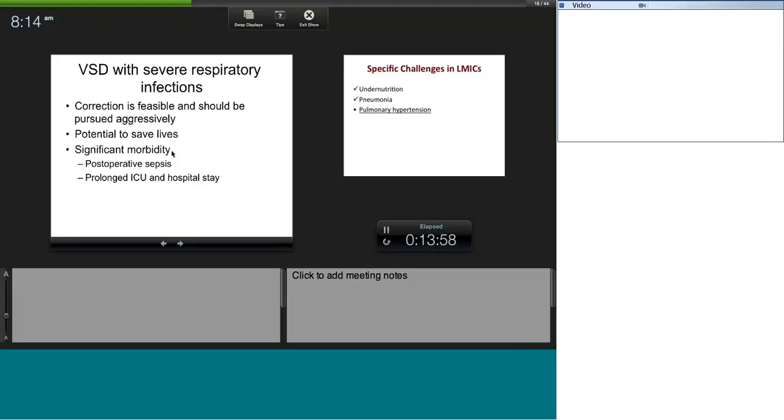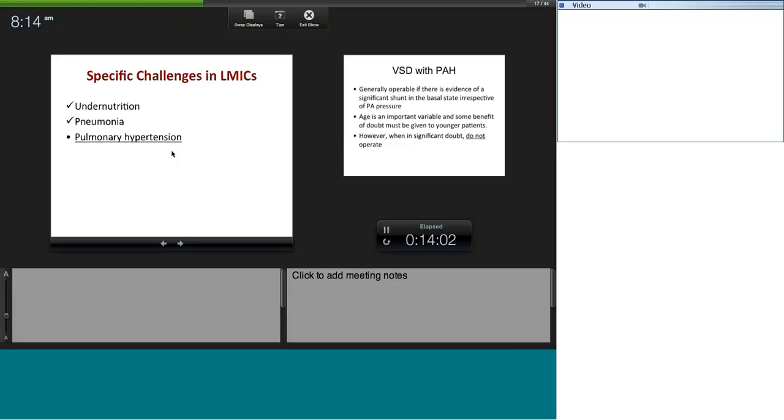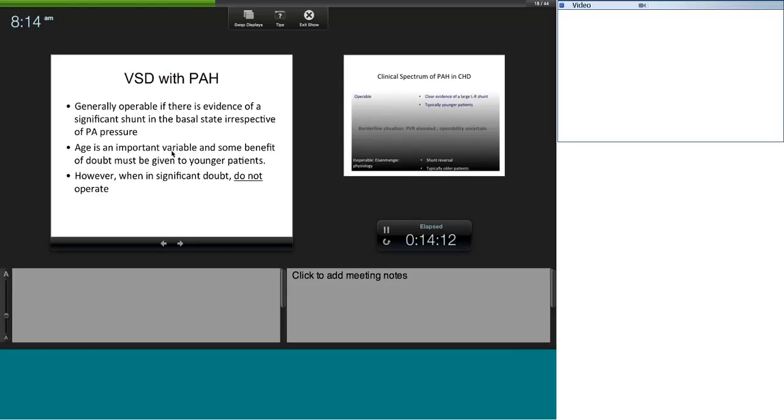So these were 2 papers relating to infants, and the third problem that we face is pulmonary hypertension. So we'll talk about pulmonary hypertension because that's the third challenge that we face in our part of the world. Okay. So we've got some simple rules here. I'm going to state those rules because this is what we follow, and I'll show you some case examples.